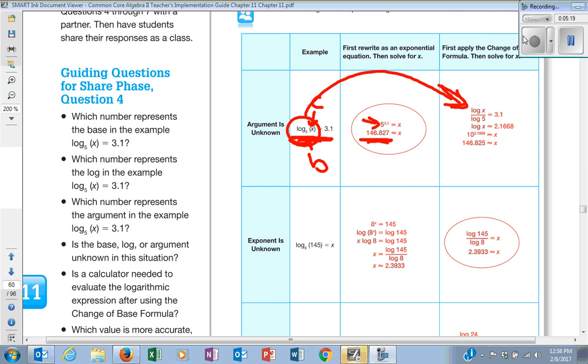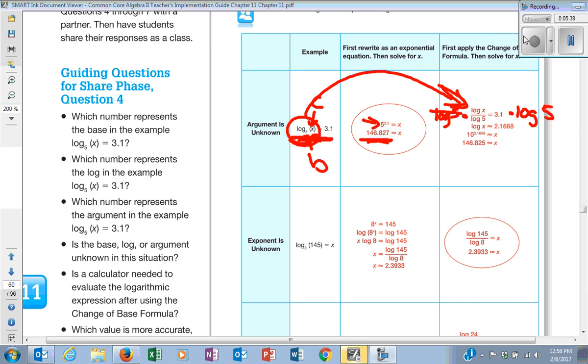They say, hey, if this is my C and this is my B, they take the log of x divided by a log of 5. How can I undo dividing by that? You can multiply by the log of 5 and come over here. You put 3.1 times the log of 5, and you can use that in your calculator.